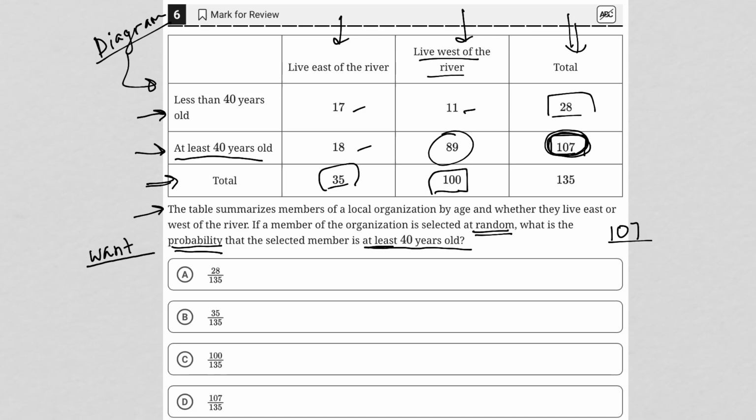The denominator for probability is always what you have, right? Or what you're choosing from. The total number, in this case, the total number of people you're choosing from. So in this case, the total number of people we're choosing from would be 135, right? Because there's 135 total people, including those who are less than 40 years old and those who are at least 40 years old. So that becomes my denominator, 107 over 135. And therefore, the correct answer here is choice D.